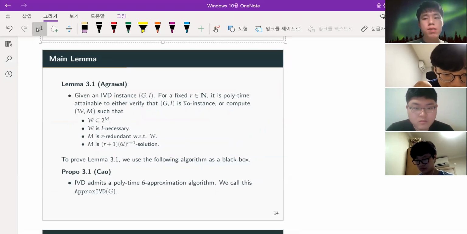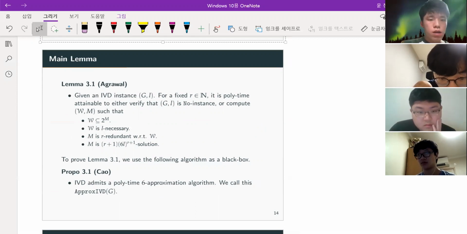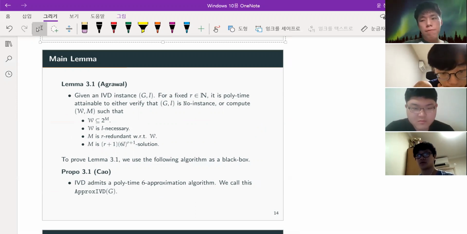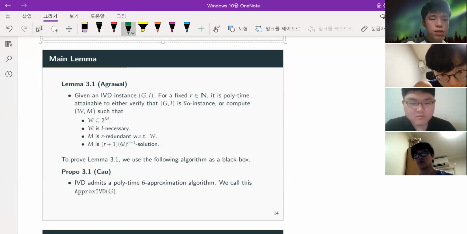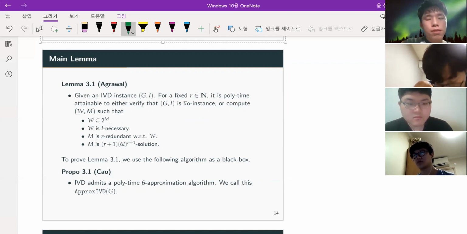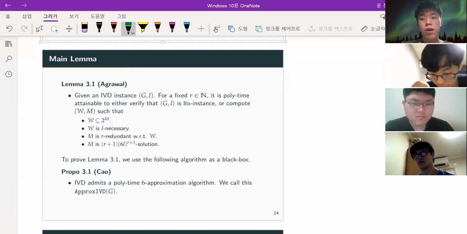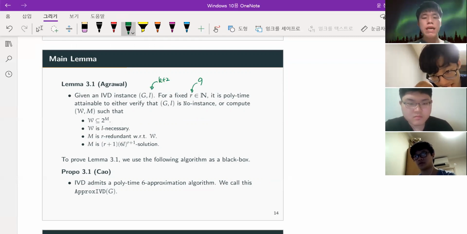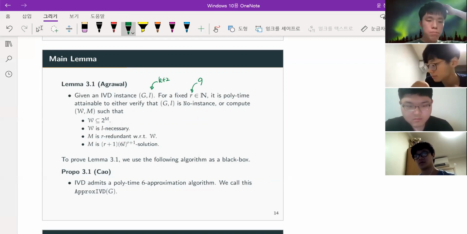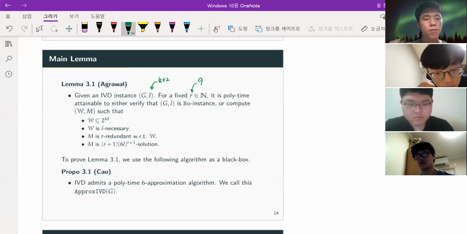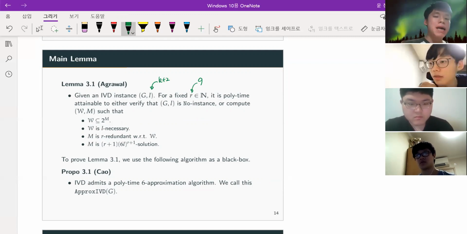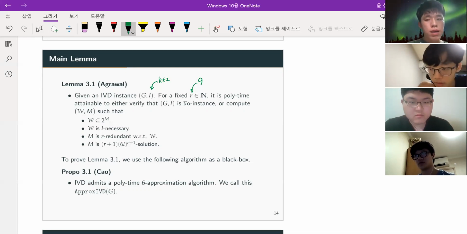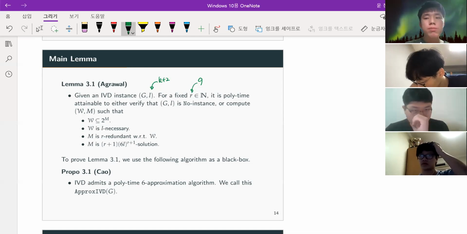So the main lemma in this section guarantees that given an IVD instance (G, L), for generality, we use another parameter L. And for unfixed R, in this case, K plus 2 goes in the place of L, and the redundancy constant 9 goes in the place of R. So the algorithm is polytime attainable to either verify that (G, L) is a no instance, or compute W and M such that W is a subset of M, and W is L-necessary, and M is R-redundant with respect to W. And moreover, M and W are polynomial size.